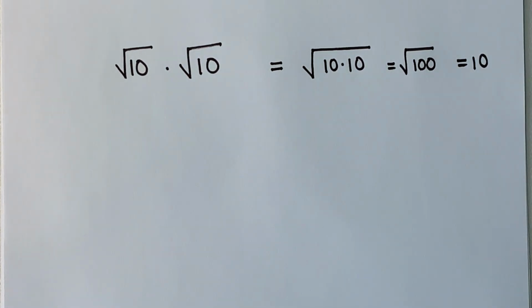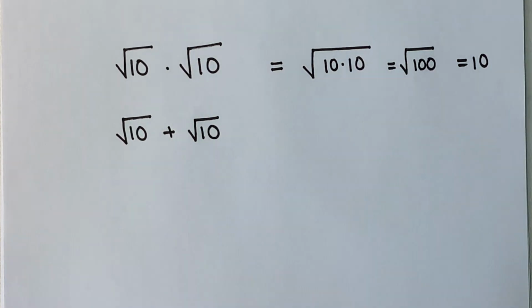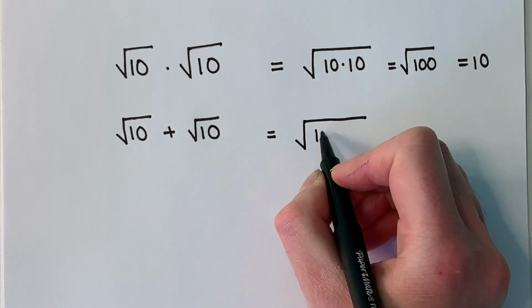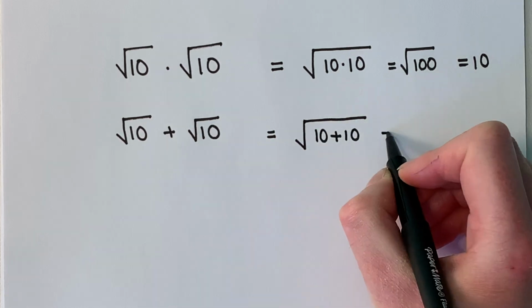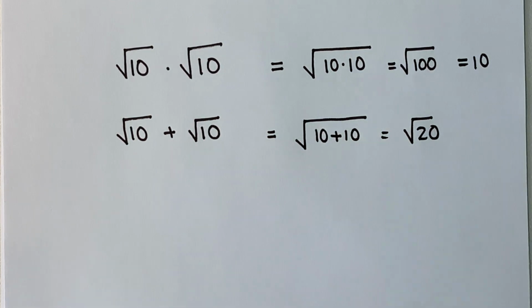Adding and subtracting radicals is different, but a lot of people will mistakenly try to add radicals the same way that we multiply radicals. So a lot of people will say, okay, let's combine this addition underneath one radical symbol like this, and that will give us the square root of 20. This is not mathematically correct.